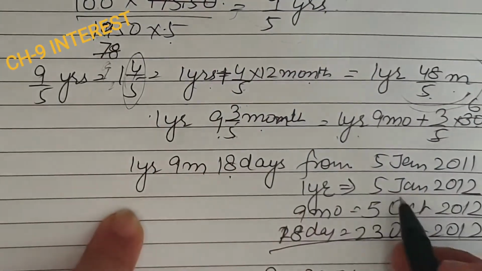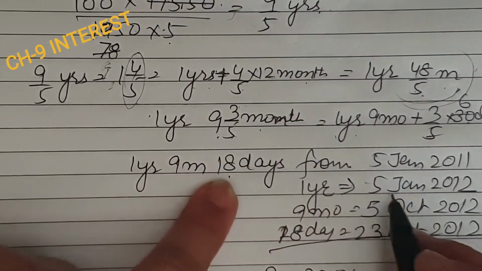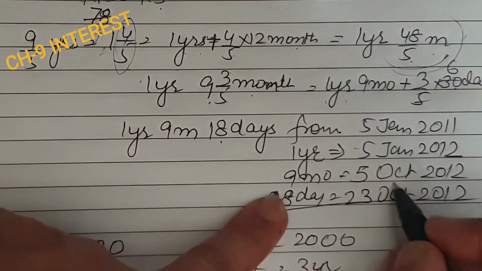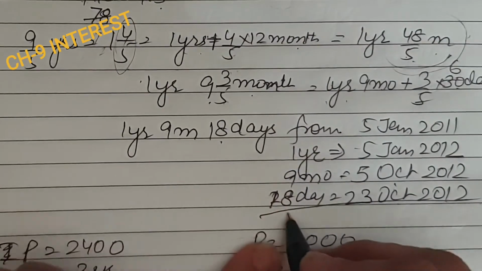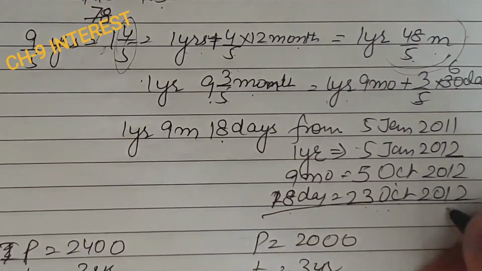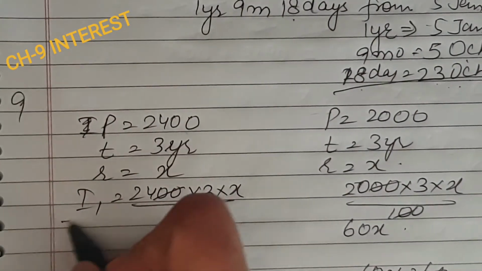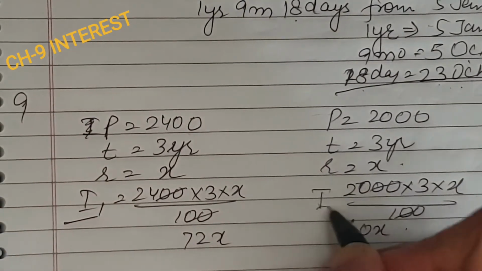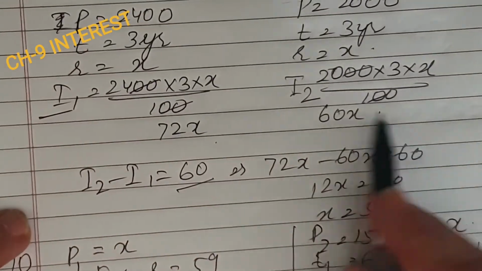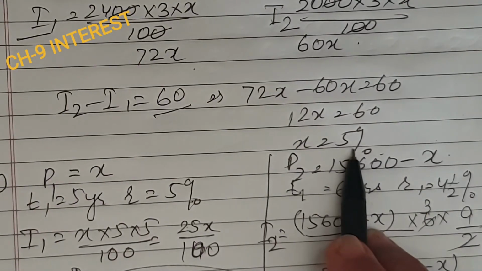So what is the date after 5th January 2011? 1 year, 9 months and 18 days. 1 year means 2012. 9 months means now January to October, 9 more months. And 18 days means now the date is 23rd October 2012. Ninth question is simply that the difference in two interests at the same rate is given to be 60 rupees. So we have got I1 in terms of X, I2 in terms of X, and the difference is 60. So the rate turns out, X unknown, will be 5%.